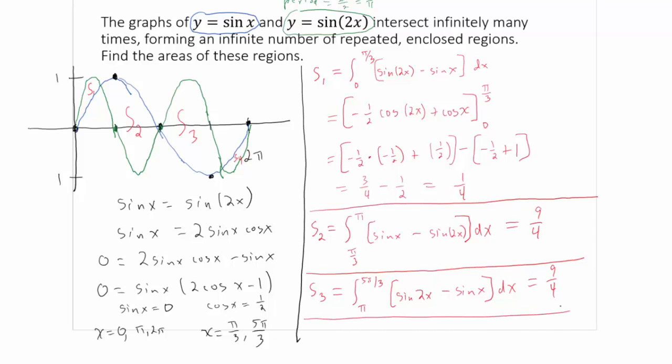And then S4. That would be the integral from 5 pi over 3 to 2 pi, and we would have sine x minus sine of 2x dx, and if you go through all the calculations here, you'd get 1/4. So those repeated closed regions have areas that are either 9/4 or 1/4, depending on which region we're talking about.